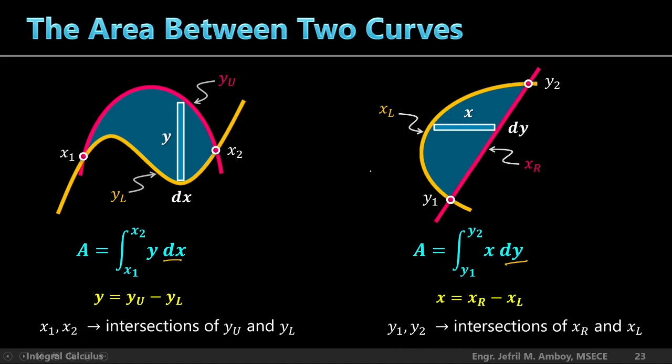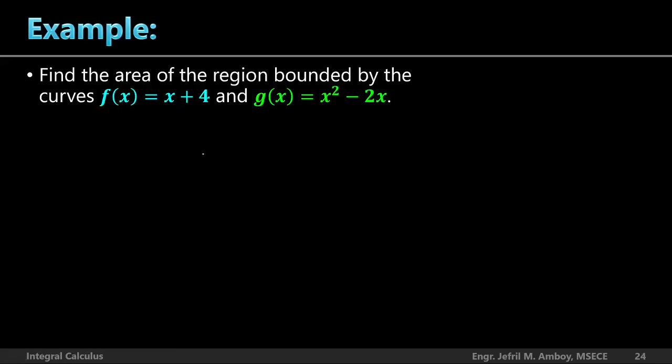So again, para mas malinaw at mas maunawaan mo, let us solve some examples. Here's the first example. Find the area of the region that is bounded by the curves f of x equals x plus 4 and g of x equals x squared minus 2x.